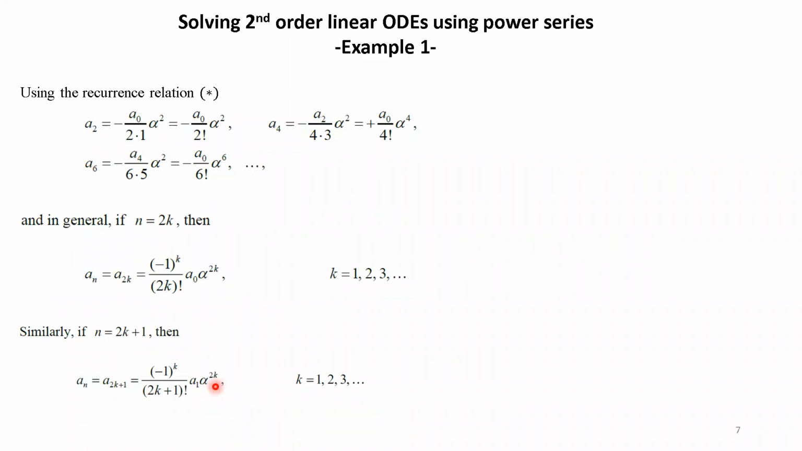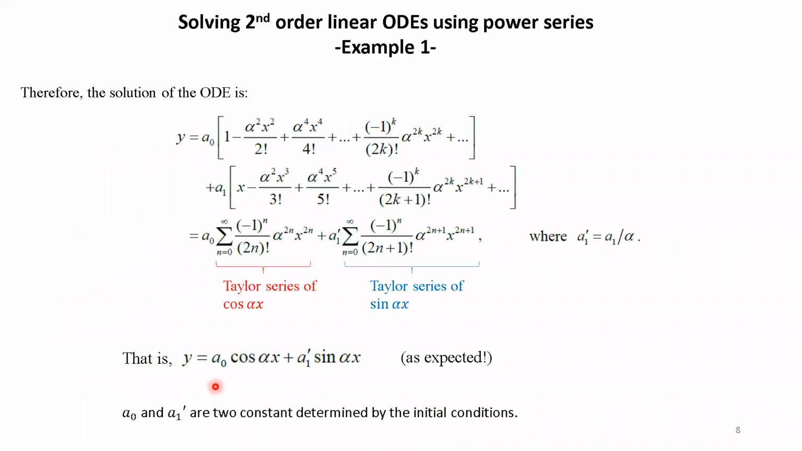So of course we don't know a0 and a1, but these two are just two constants. So they can be taken out as a prefactor of your entire series. That's why here I have put this a0 as the prefactor of the first series plus the second series using a1 as the other prefactor.